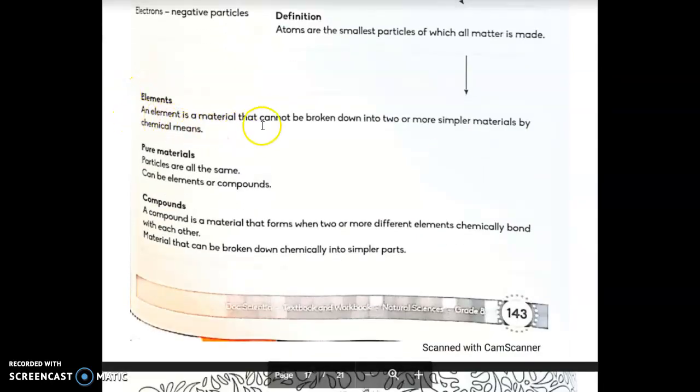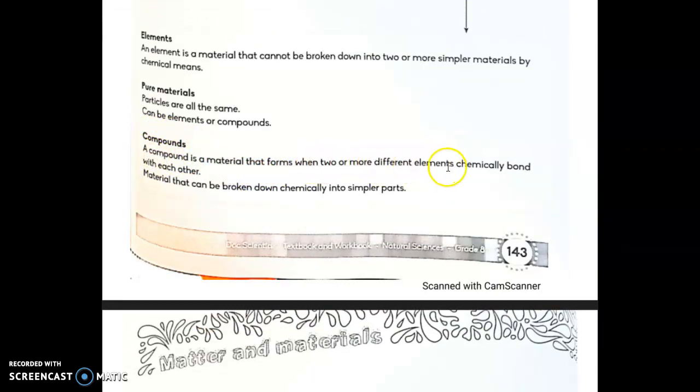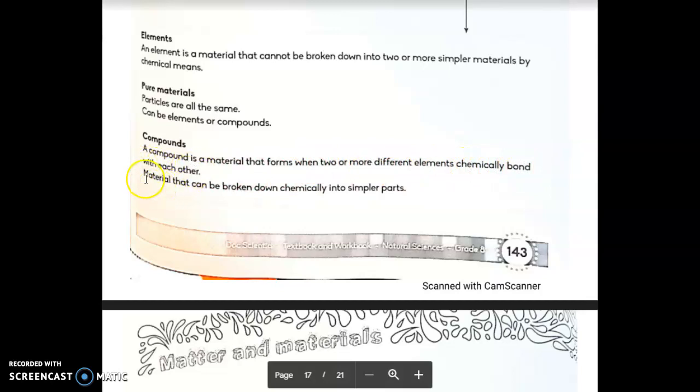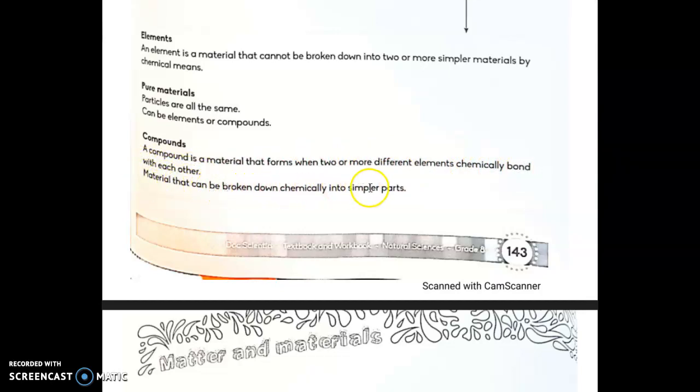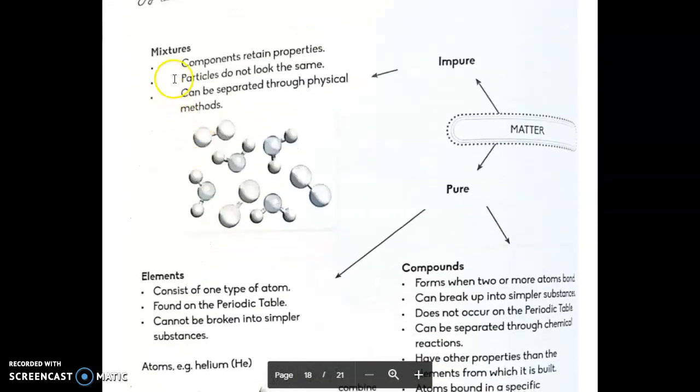Elements: an element is a material that cannot be broken down into two or more simpler materials by chemical means, so it's in its original form. Pure materials: particles that are all the same, and they can be elements or compounds. Compounds: a compound is a material that forms when two or more different elements chemically bond with each other. A material can be broken down chemically into simpler parts, so a compound is a combination of two. A mixture: a mixture has components that retain their own properties. The particles do not look the same and can be separated through physical methods.